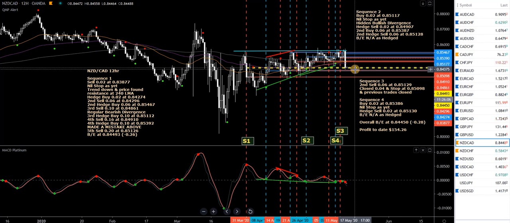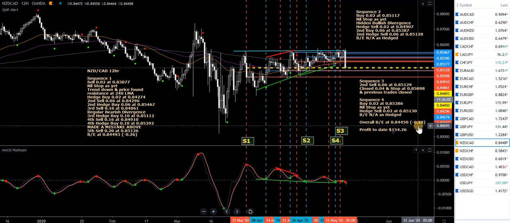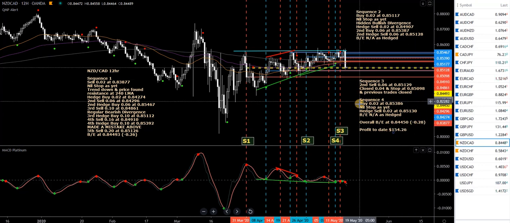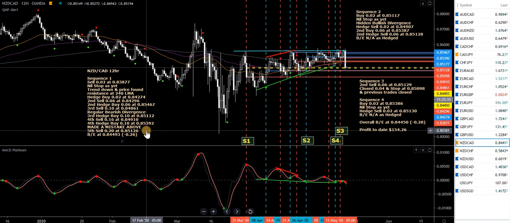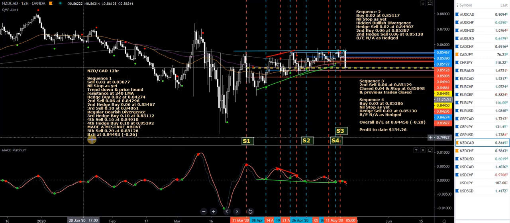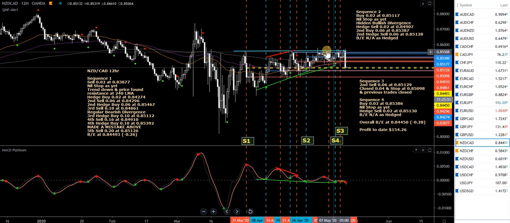And these two yellow dash lines are my overall break even for all trades combined, which is the bottom one. So price is just at them now. And sequence 1, which is just a little bit higher, you can see my overall break even for sequence 1.